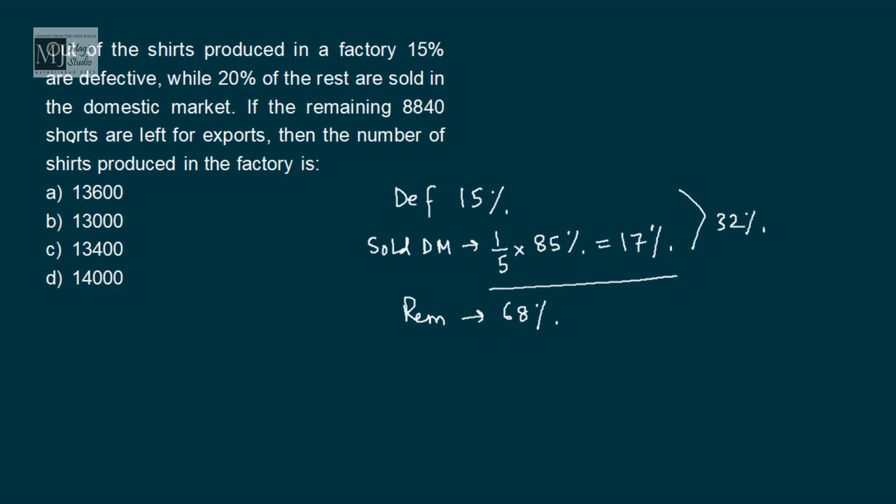8840 shirts, not shorts, shirts are left for exports. That means 68% is 8840. Then find the number of shirts produced at the factory. 100% would be 8840 by 68 into 100.